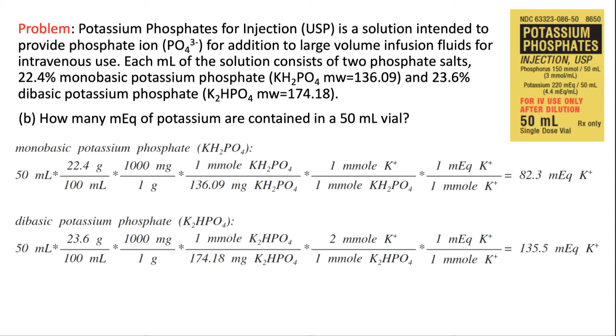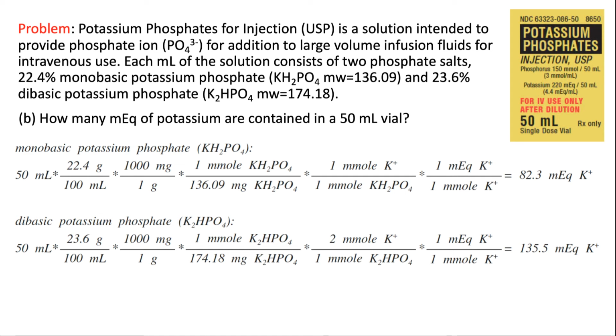Okay, so it's really set up exactly the same. We start with 50 mL times its concentration, though, which is the 23.6% or 23.6 grams per 100 mL. Now we'll convert grams to milligrams by multiplying by 1,000, convert milligrams to millimoles by dividing by the formula weight of 174.18, and then we're in millimoles of the parent molecule K2HPO4, which is the dibasic potassium phosphate.